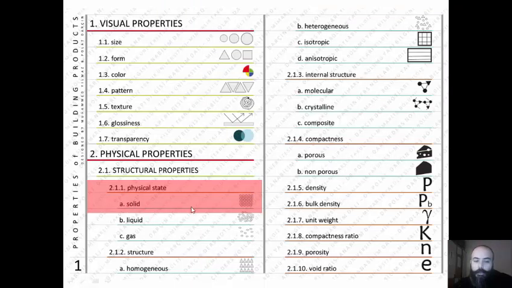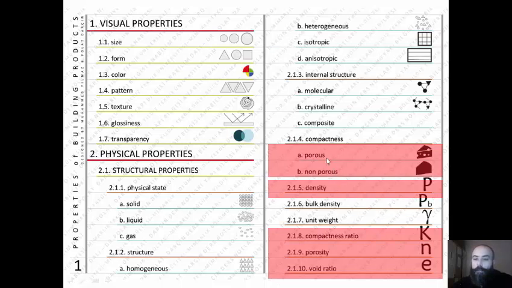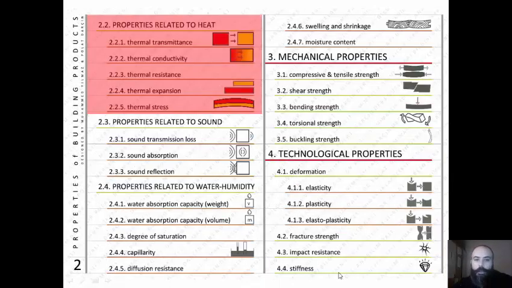After that, we also know that it's going to be solid. We need to consider if it's going to be isotropic or anisotropic. The porosity is really important here, because we are going to use the building as a storage unit, and there is lots of humidity, and there is lots of rain there. So we need to look for the compactness ratio, porosity, and void ratio of our options.